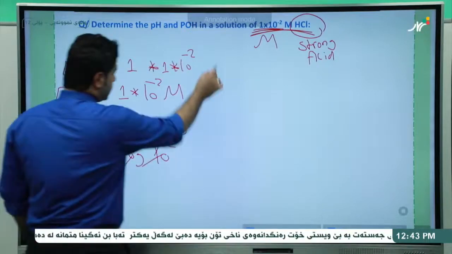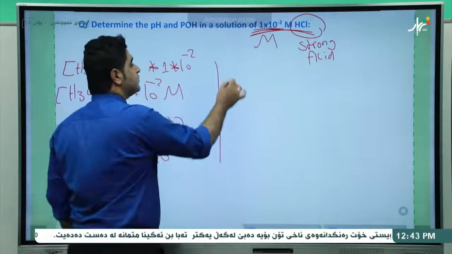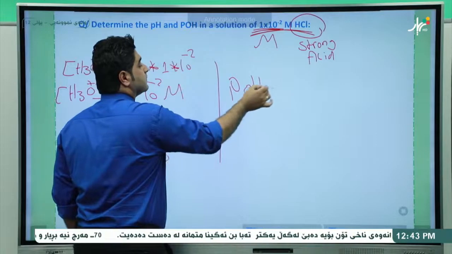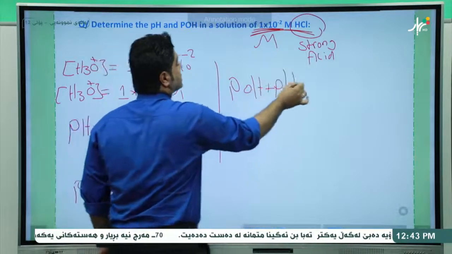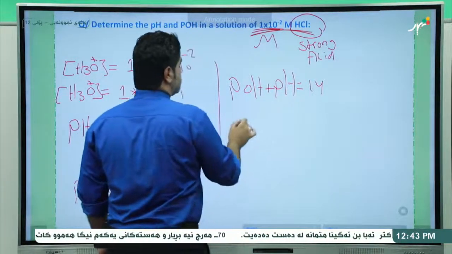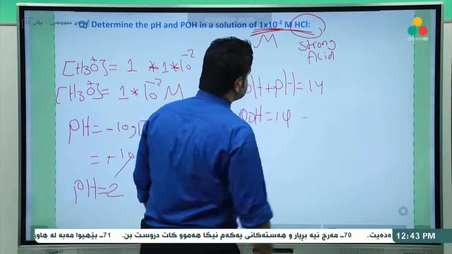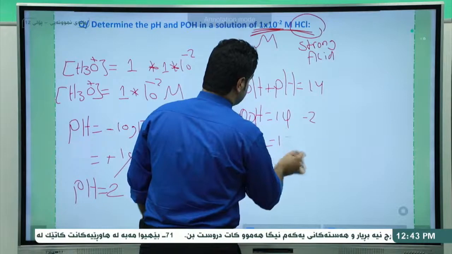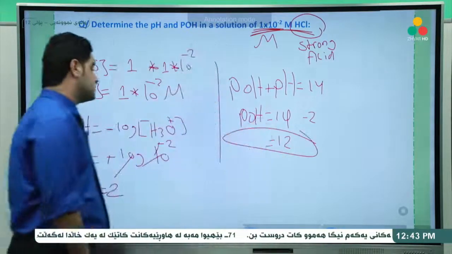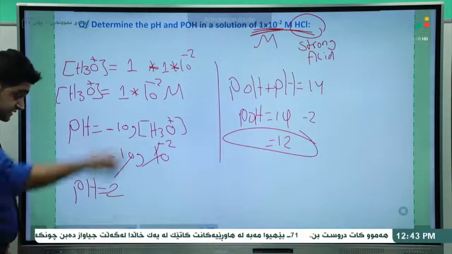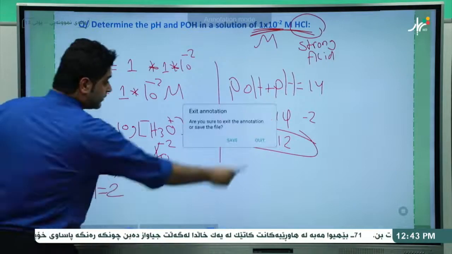So pH is equal to 2. Now, if we have pH, we can find out pOH. pOH plus pH is equal to 14. pOH is equal to 14 minus 2, which is equal to 12. Okay, we get pOH also. Just like that, it's very easy.